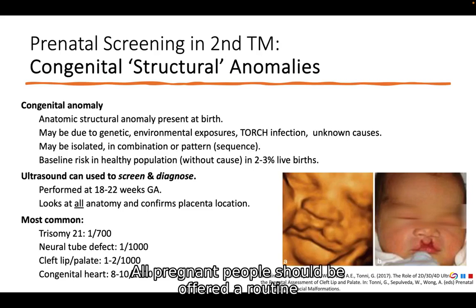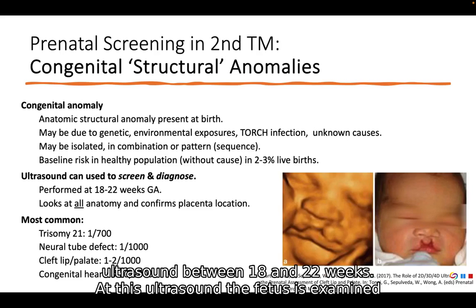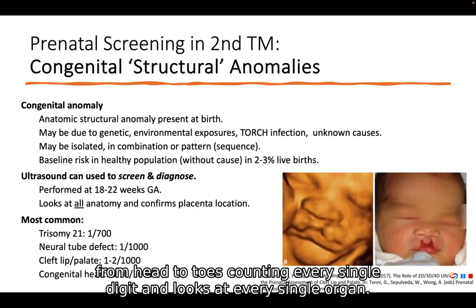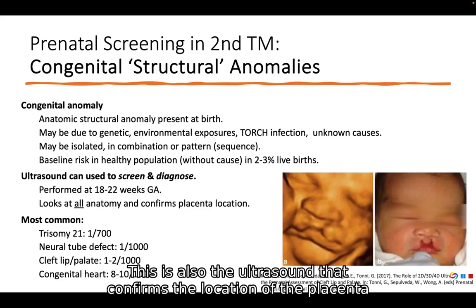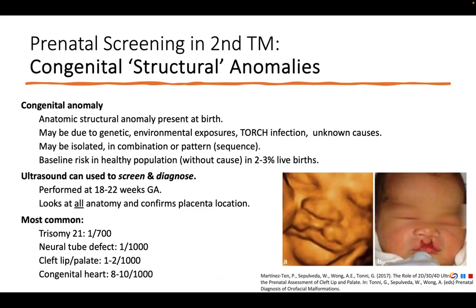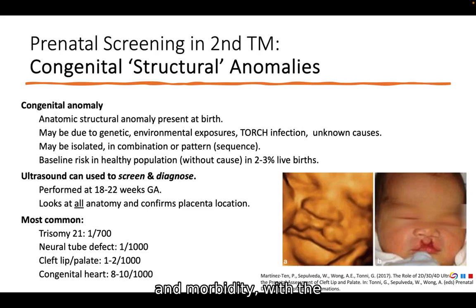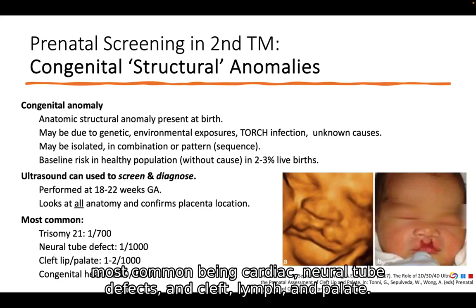All pregnant people should be offered a routine second trimester screening ultrasound between 18 and 22 weeks. At this ultrasound, the fetus is examined from head to toes, counting every single digit and looking at every single organ. This is also the ultrasound that confirms the location of the placenta, which you'll learn is important from a prenatal and intrapartum perspective. Congenital anomalies are the leading cause of infant mortality and morbidity, with the most common being cardiac, neural tube defects, and cleft lip and palate.